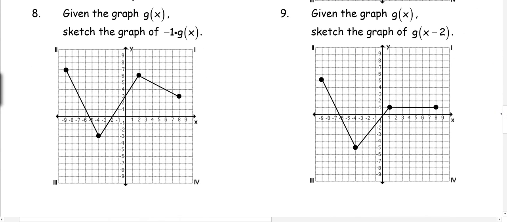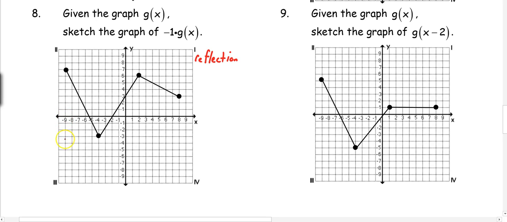Number 8, g of x, and we want to sketch the graph of -1 times g of x. When you multiply by a -1, this is a reflection, which means that my graph is going to flip. So I want to find how far I am away from the x-axis and then go that many in the other direction. So this first point is 1, 2, 3, 4, 5, 6, 7 away. So I'm going to count 7 in the other direction.